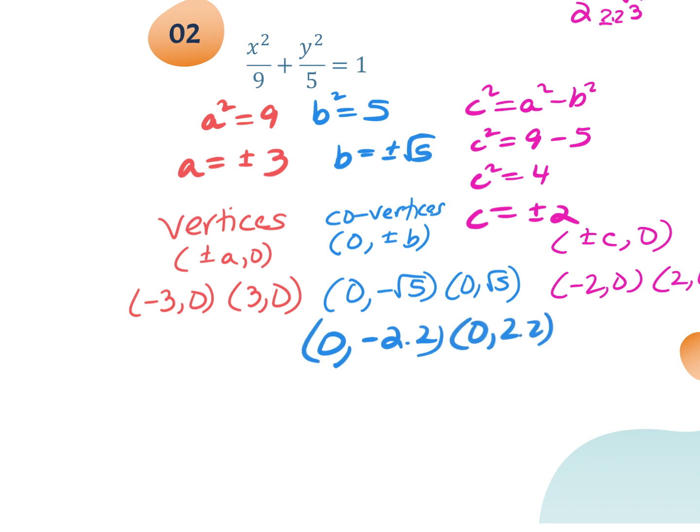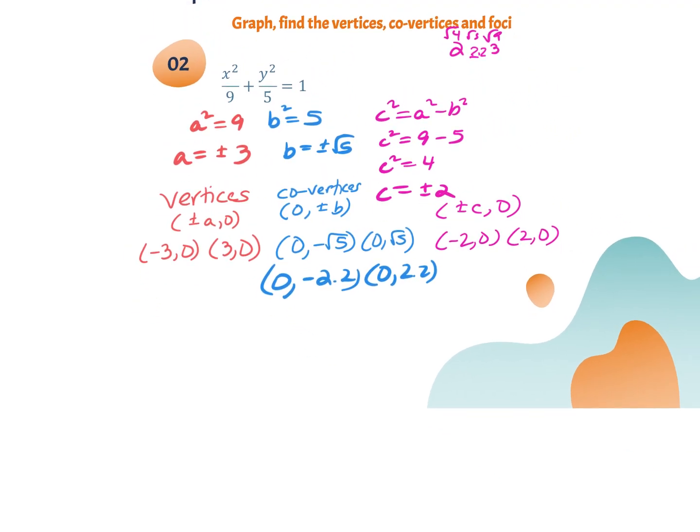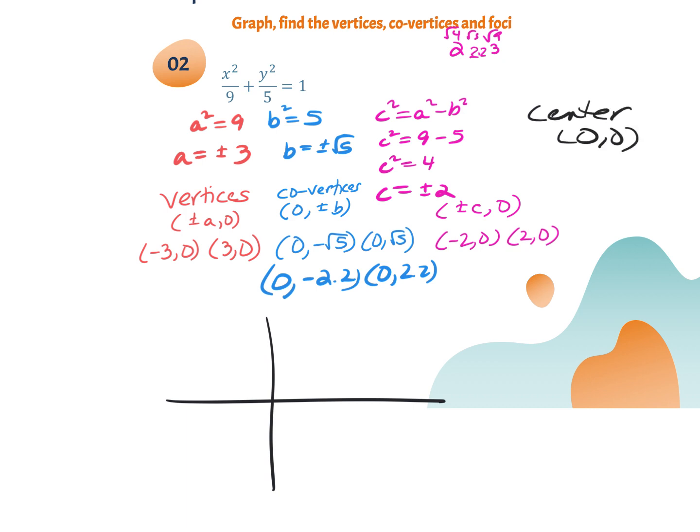So now let's graph all of this. Nothing was being added or subtracted to the x squared, y squared. So I can see that my center again is going to be at 0, 0. So your center, 0, 0. Okay, so let's graph the vertices. 1, 2, 3, 1, 2, 3. Okay, so my vertices are at negative 3, positive 3.